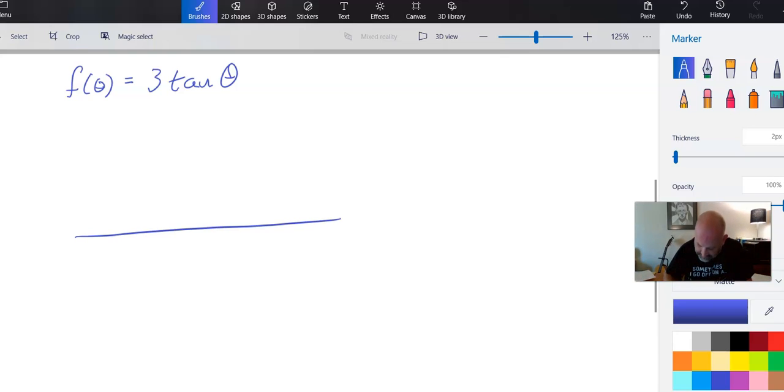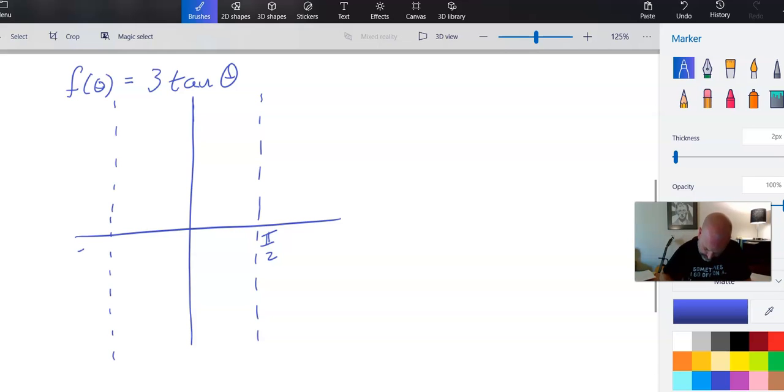If I'm going to graph this thing, I know, let's see, it's unshifted, so that means I have asymptotes at pi over 2 and negative pi over 2. This thing is positive, so that's good. I'm going to mark in my 3 and -3, and then I'm going to mark my halfway points here.